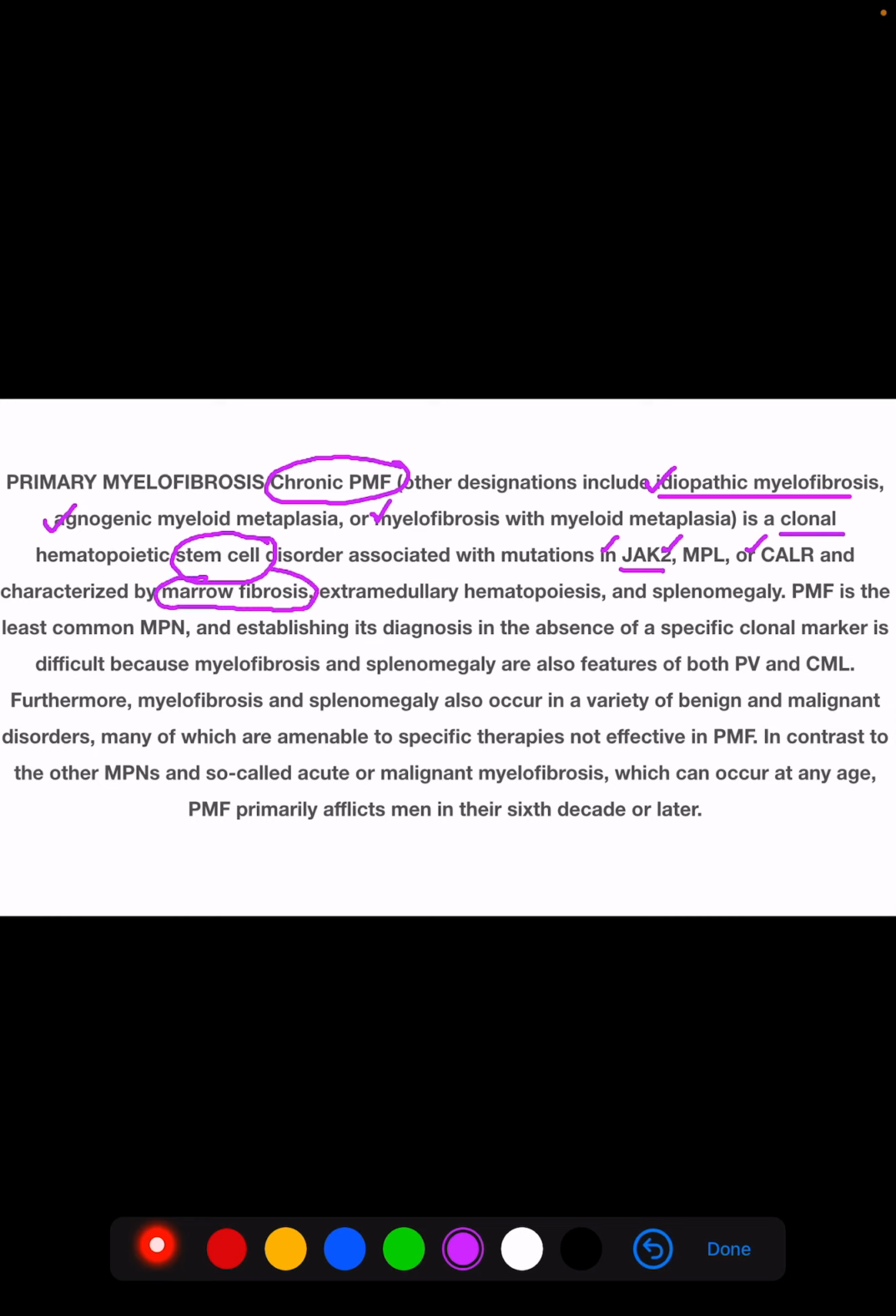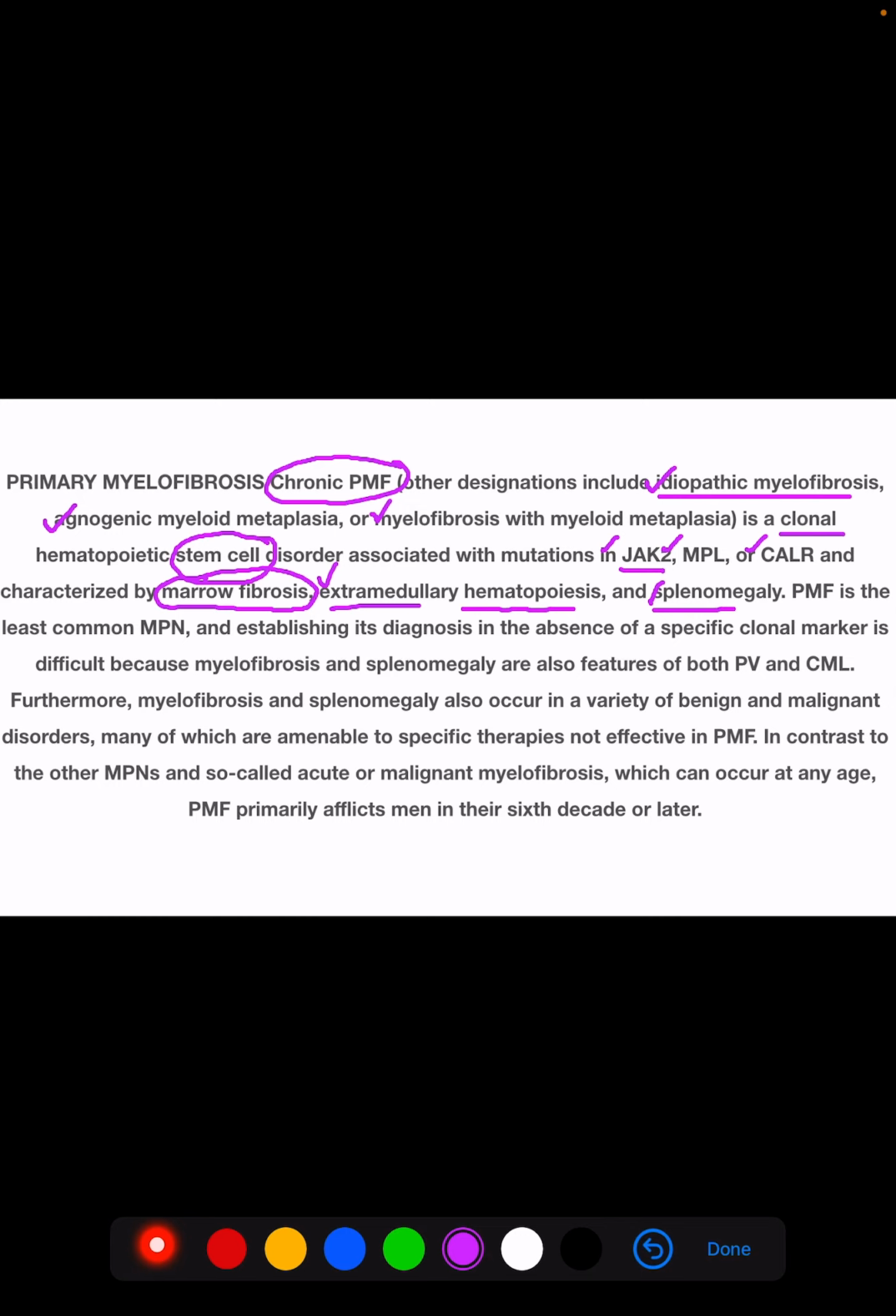So what happens in the marrow? There will be marrow fibrosis, extramedullary hematopoiesis, and splenomegaly. What are the mutations in primary myelofibrosis? JAK2, MPL or CALR. And what is this characterized by? Marrow fibrosis, extramedullary hematopoiesis, and splenomegaly.